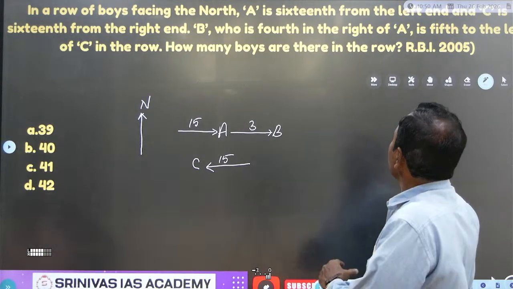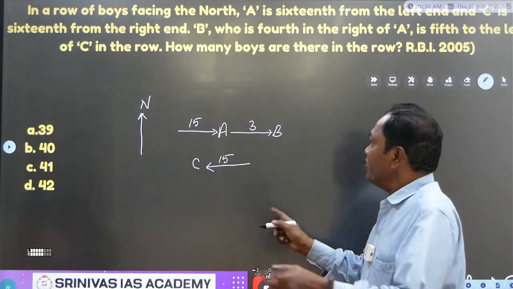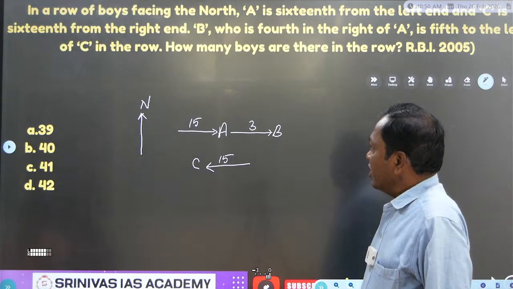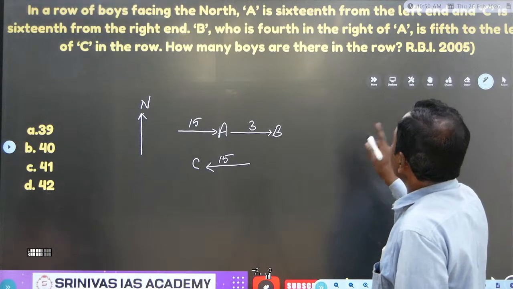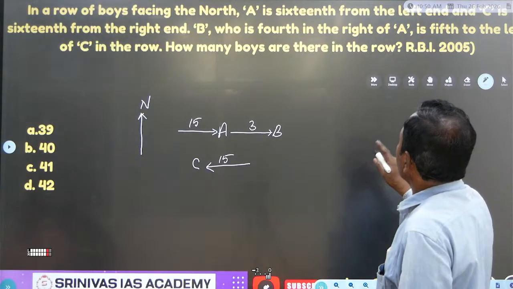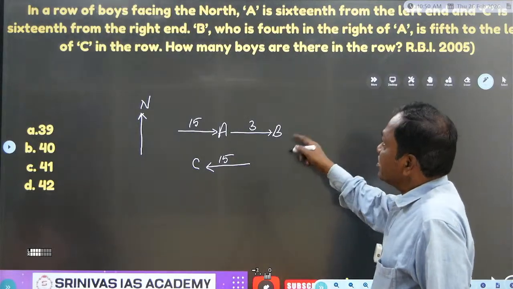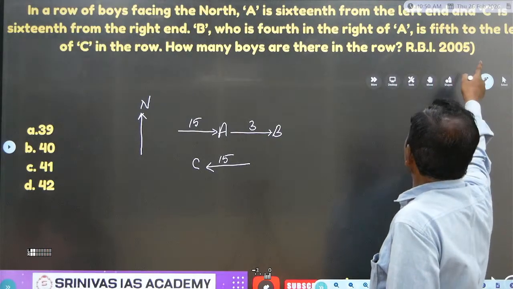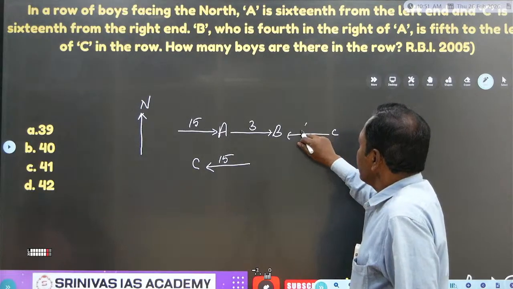How many boys are there in the row? What is the total size of the row? It means you have to align everything. So what do we have to see now? Information: in a row of boys facing north, A is 16th from the left end and C is 16th from the right end. B, who is fourth to the right of A, is fifth to the left of C. B has two pieces of information: fourth to the right of A, fifth to the left of C. It means there are 4 between B and C.